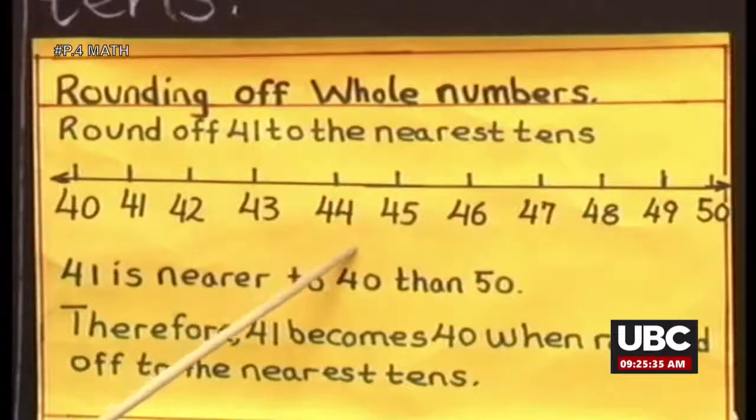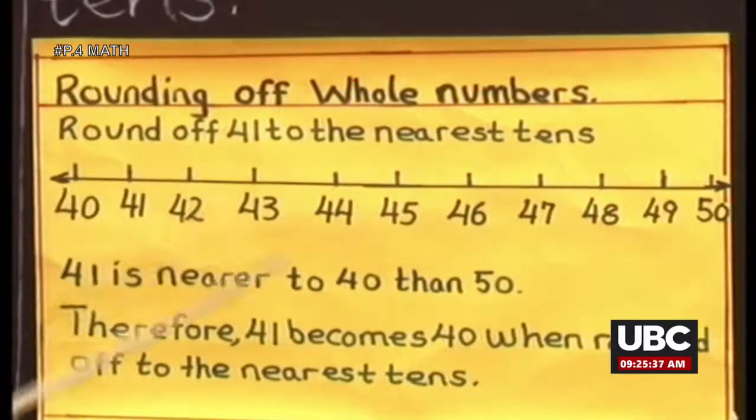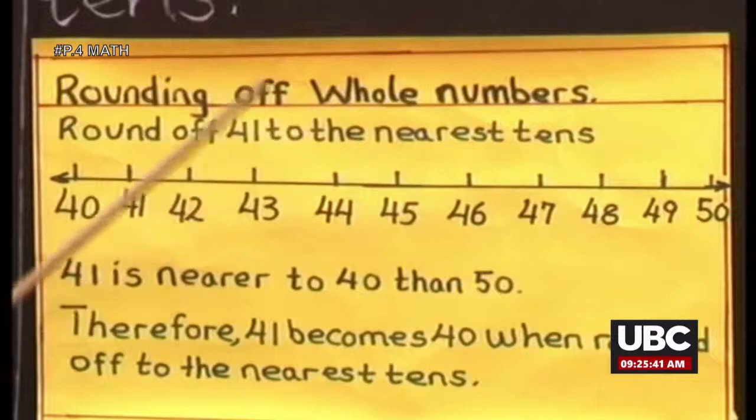This is a number line. It has numbers from 40 to 50. And we want to learn how we can round off numbers to the nearest tens.